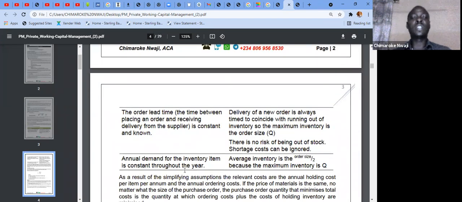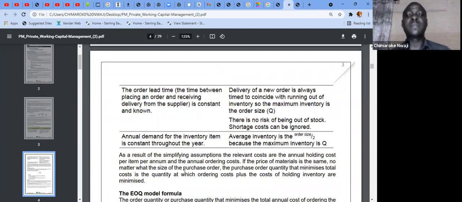Okay, the second assumption: the order lead time, which is the time between placing an order and receiving the delivery from the supplier, is constant and known. It means that I know that if I place an order today, in 3 days' time, the order will come. And it is constant, it does not change. You will not place an order today and they bring it tomorrow, they will bring it in 3 days' time. They will not delay your order and bring it on the 4th day. You know that and you are keeping it constant and you are taking advantage of that.